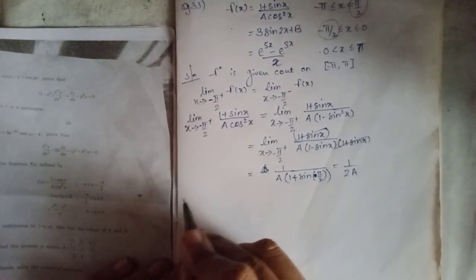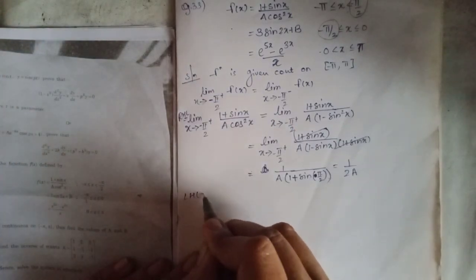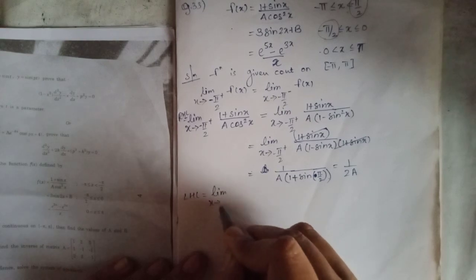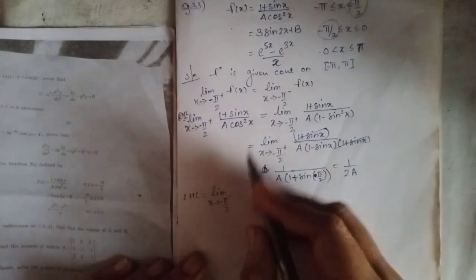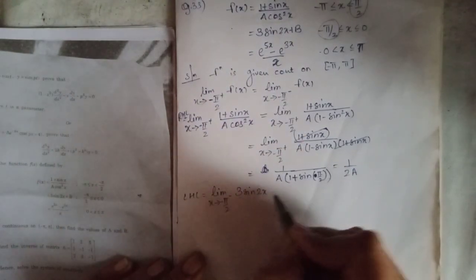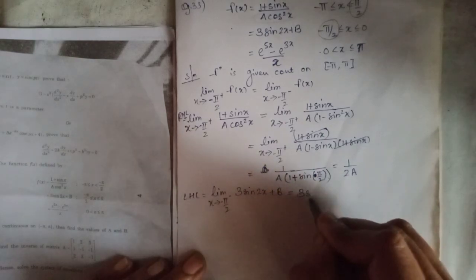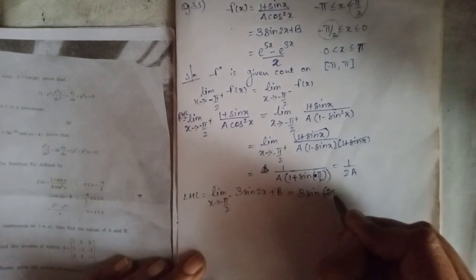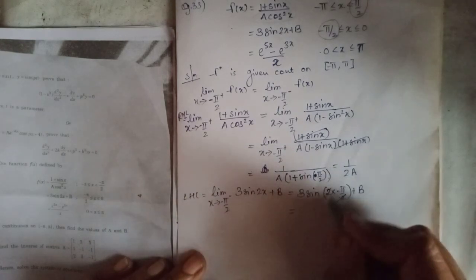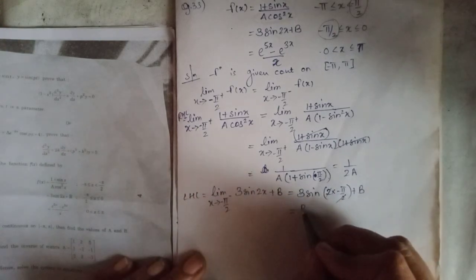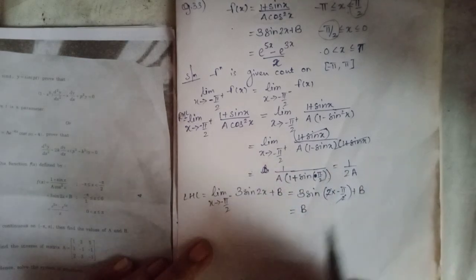Okay, then this is our right hand limit, then the left hand limit as x tending to minus pi by 2 minus, you have to take 3 sine 2x plus b. Substituting the value, 3 sine of 2 into minus pi by 2 plus b. Sine pi is 0, so this is b. So 1 upon 2a equal to b we'll get.